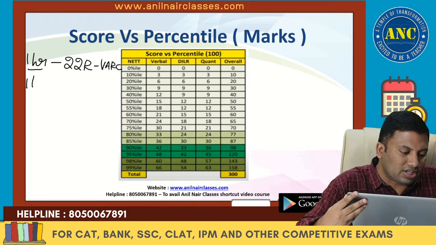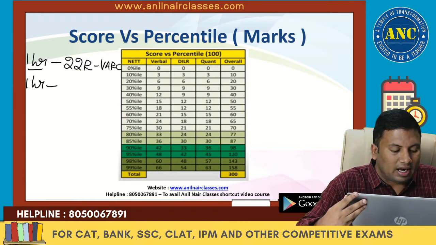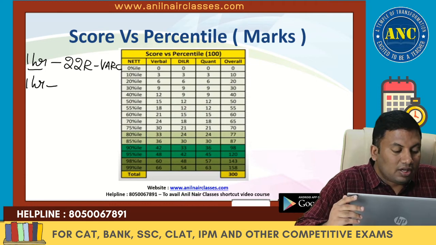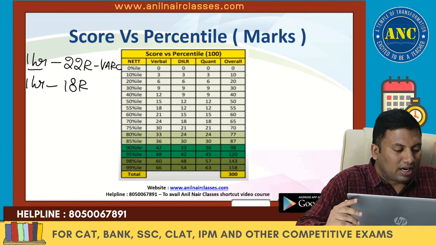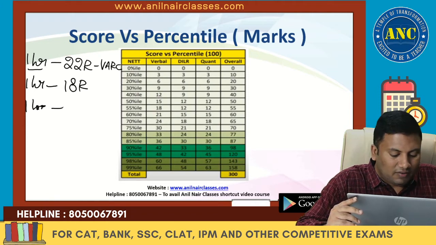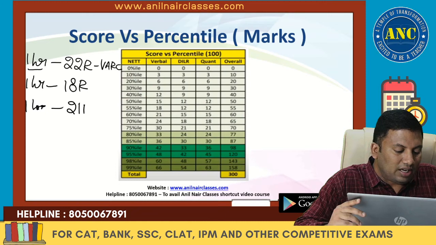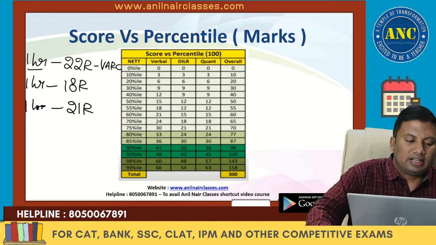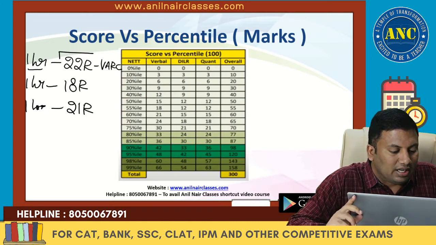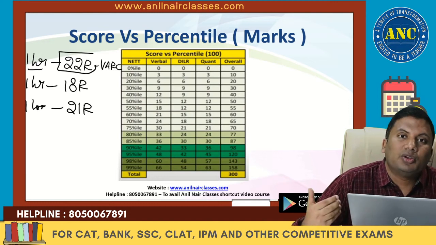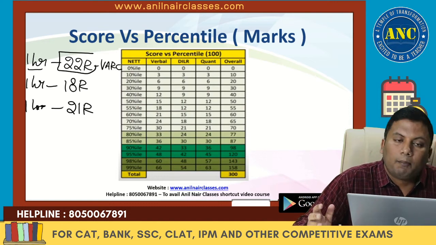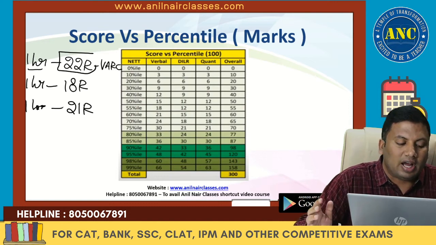In the next section, DI and LR, you should get 18 right, which will result in 54 marks, in 1 hour. For you to get a 63 percentile, you should get 21 right. In 1 hour, 22 right. Either you increase the number of attempts, but do not compromise on accuracy.